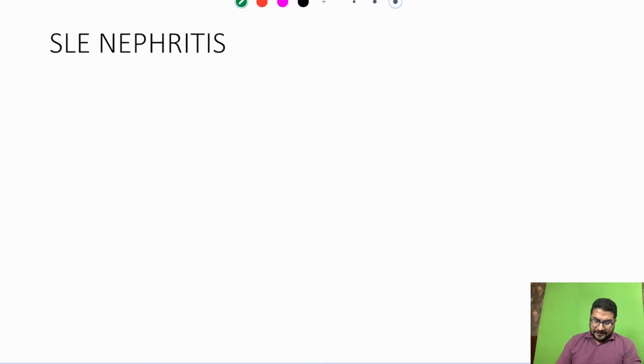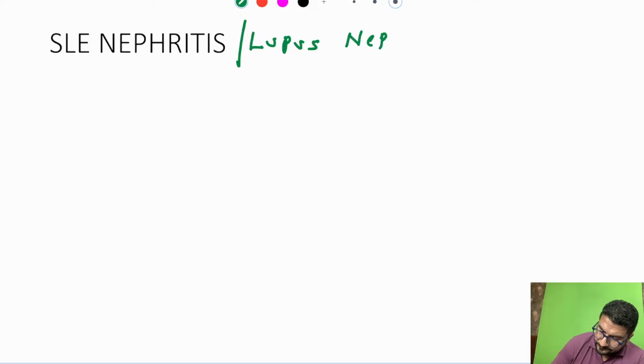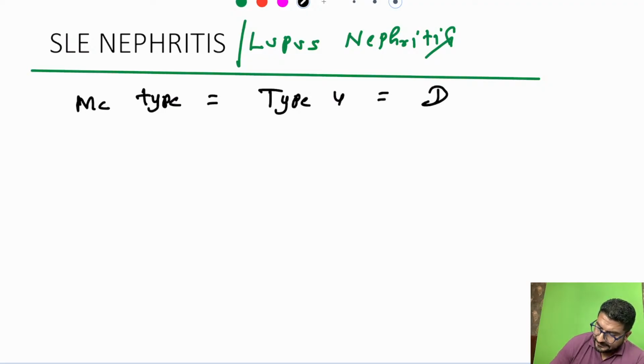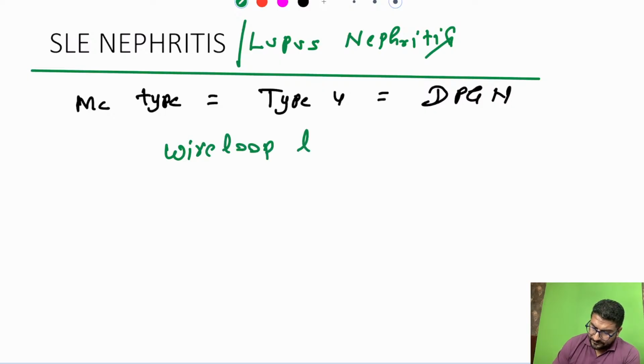Moving to SLE nephritis. SLE nephritis we also call lupus nephritis. Lupus nephritis के कई सारे types होते हैं. Like we have type 1, 2, 3, 4, 5, 6. So the most common type diagnosed is type 4, and this type 4 is called DPGN. DPGN means diffuse proliferative glomerulonephritis. So the classical feature of DPGN which you will see is that in biopsy you will find wire loop lesion. और यहाँ पर सब कुछ जमा होगा.